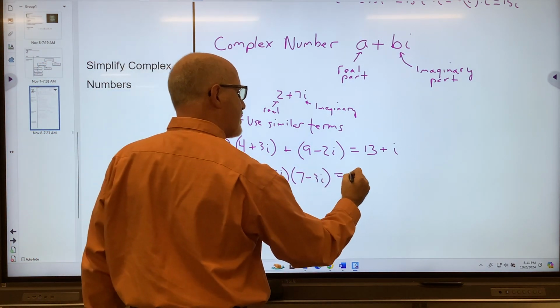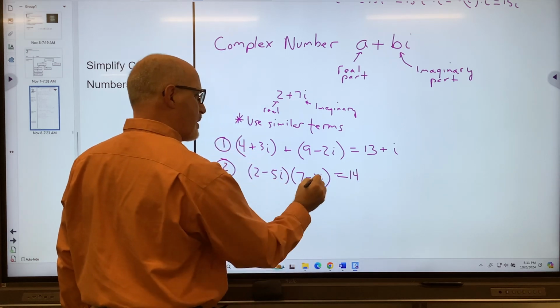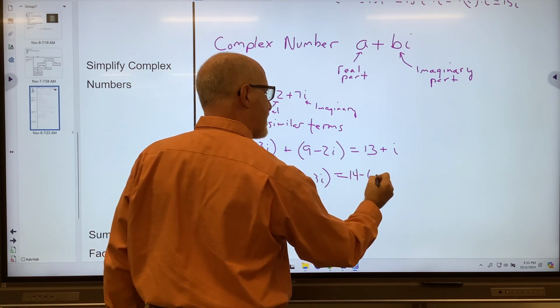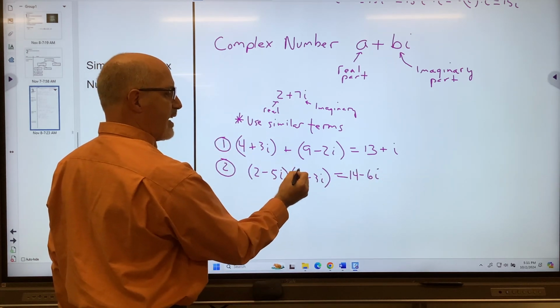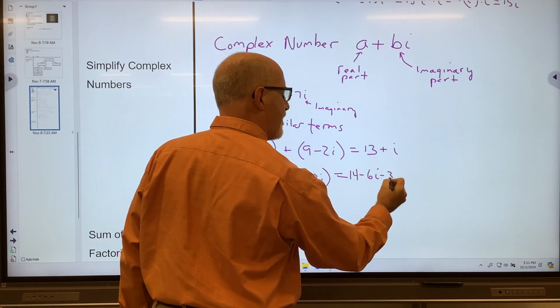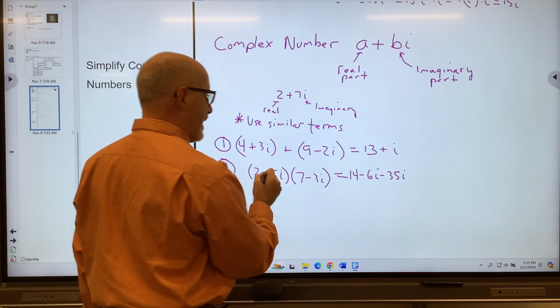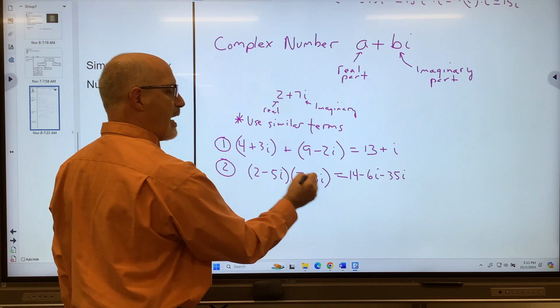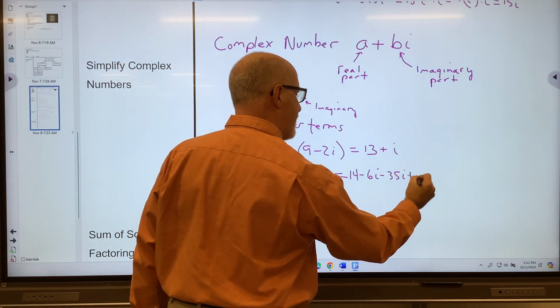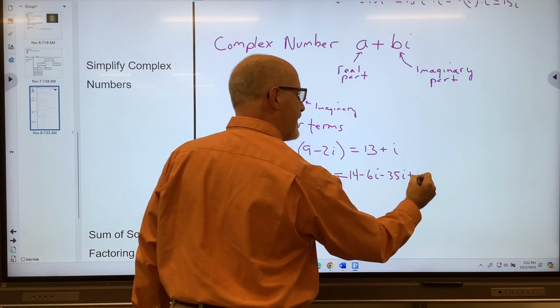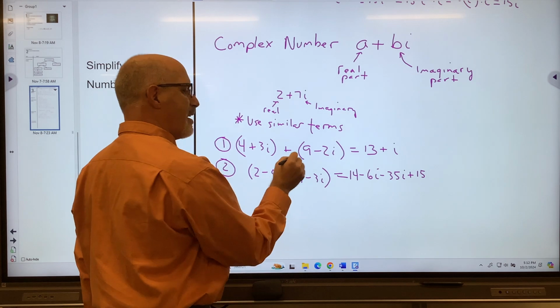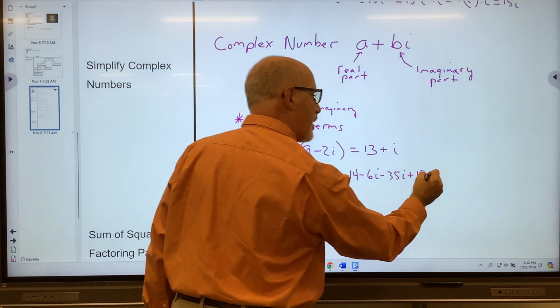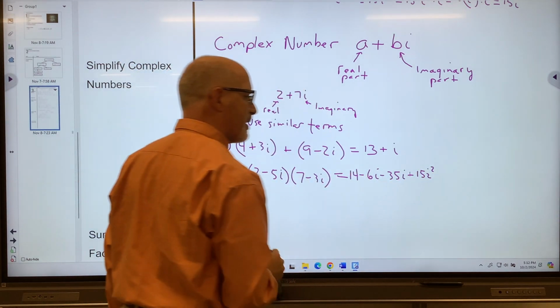2 times 7 is 14. 2 times negative 3i is negative 6i. Negative 5i times 7 is negative 35i. And negative 5i times negative 3i, that one's going to be positive. 5 times 3 is 15. i times i is now i squared. See how that pops up again there.